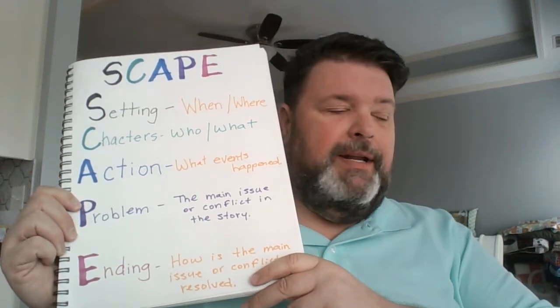So what we're going to start doing is we will have a time where we'll gather together, and I'm going to read a story to you. While I'm reading the story, I want you to think about the SCAPE: the setting, the characters, the action, the problem, and the ending. I want you to write those down on a piece of paper, and then you can send them to me on my Class Dojo. That way you just click on there and type in your answers and send it to me, and I'll get your answers that way.